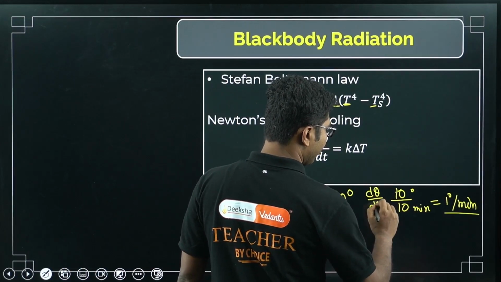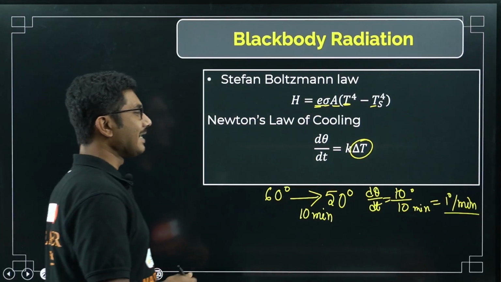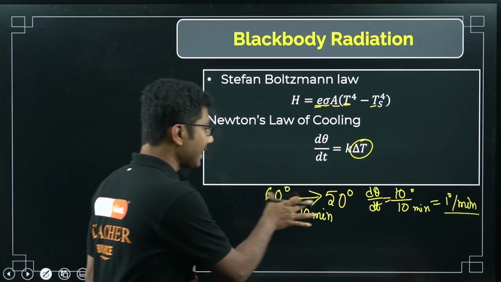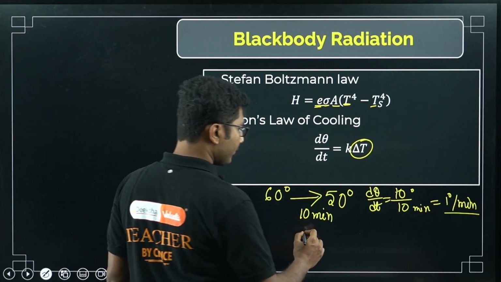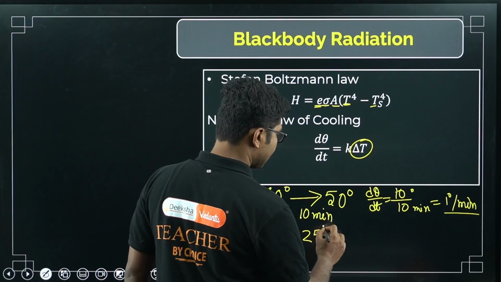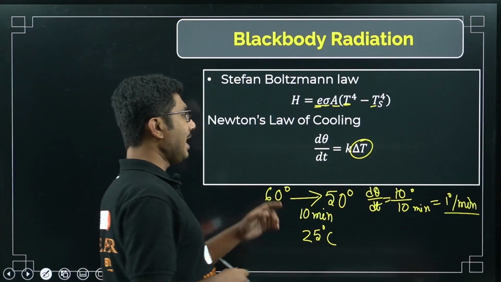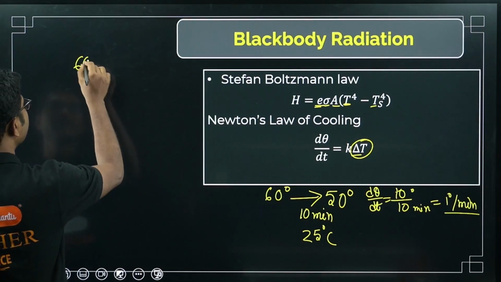You have to be careful, there is another delta t here. What is this delta t? This delta t represents the temperature difference between the average of these two temperatures and room temperature. Suppose the room temperature of that day was 25 degrees Celsius. Then what is delta t? First you have to find the average of 60 and 50.